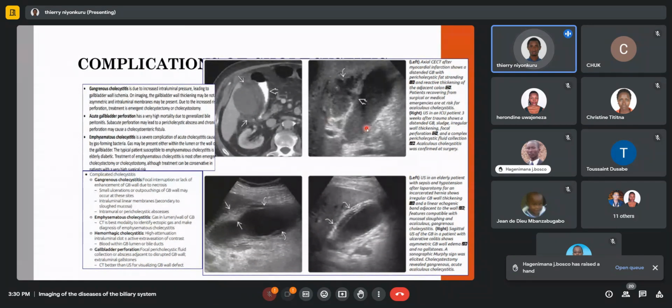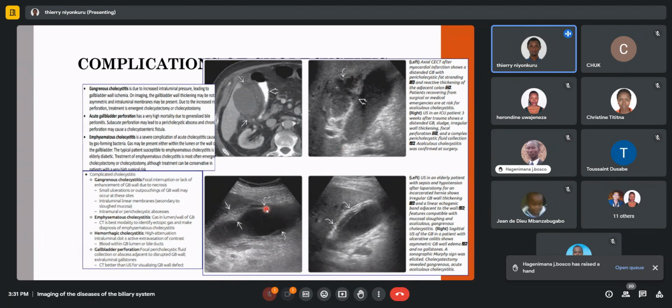On this transverse ultrasound scan, we can see a distended gallbladder with wall thickening. You can see it is irregular, which shows that this is a site of perforation, with a fluid collection around the wall. This is also a sign of acalculous cholecystitis, but this fluid may lead to the formation of pus around the gallbladder.